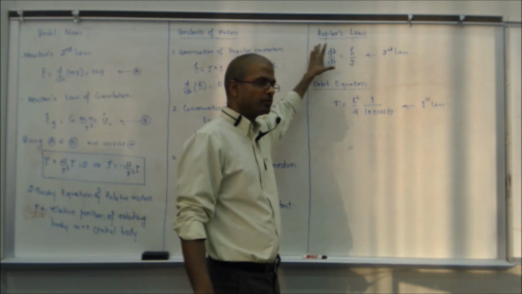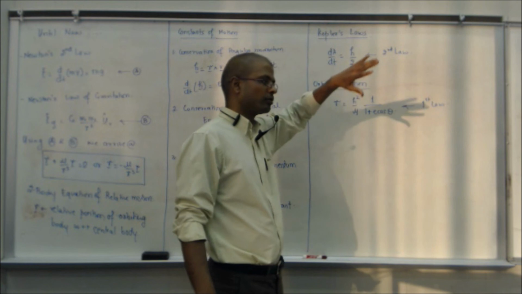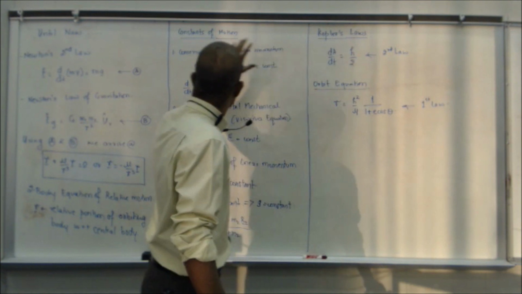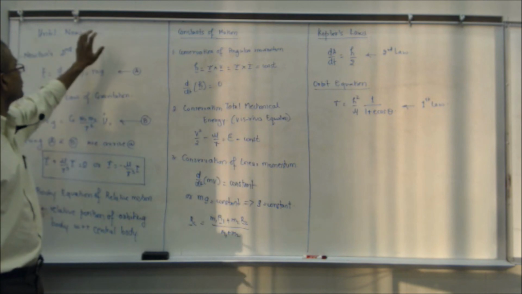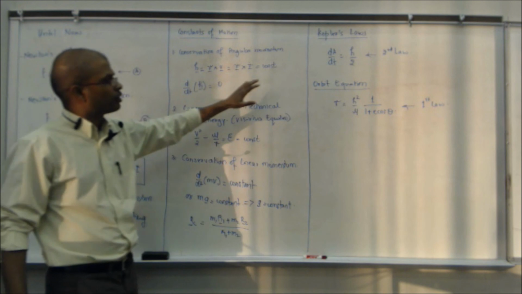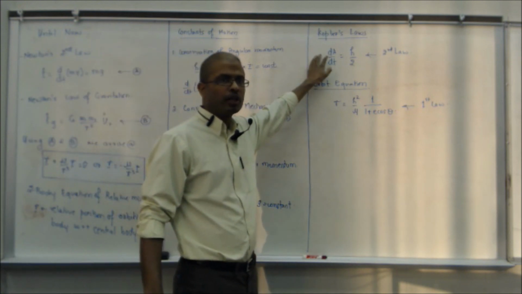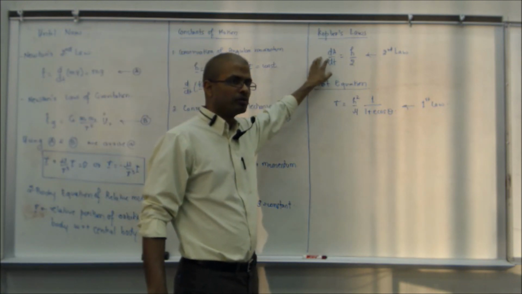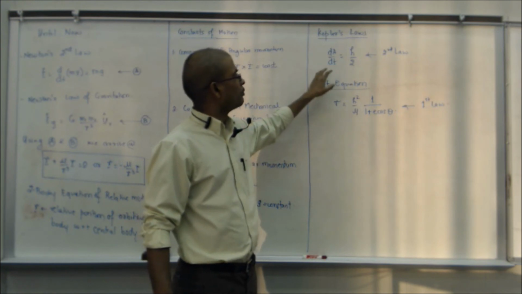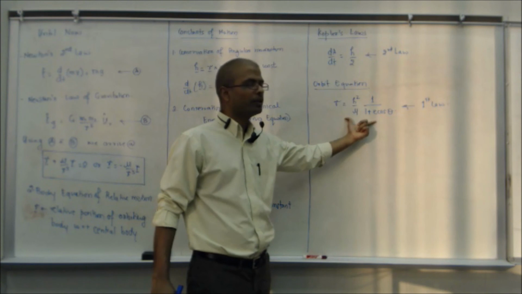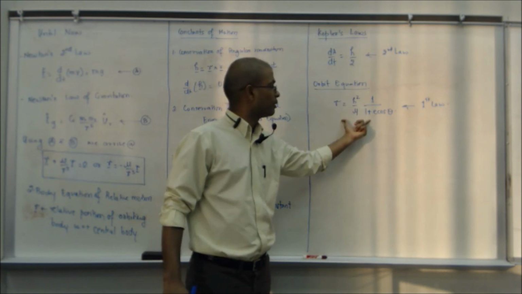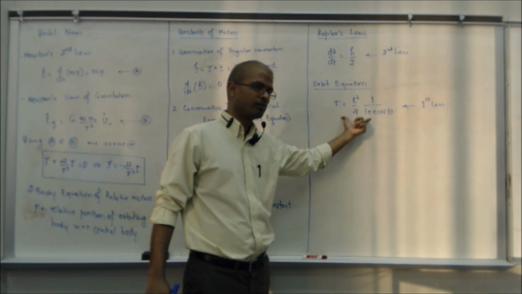Johannes Kepler was born before Newton. He stated his laws before Newton came up with either this one or this one. Kepler had his three laws in place from observation. Okay, these are the two laws. We'll come to the third law as well, but he did not put it in this. Kepler's law is a special case of this.